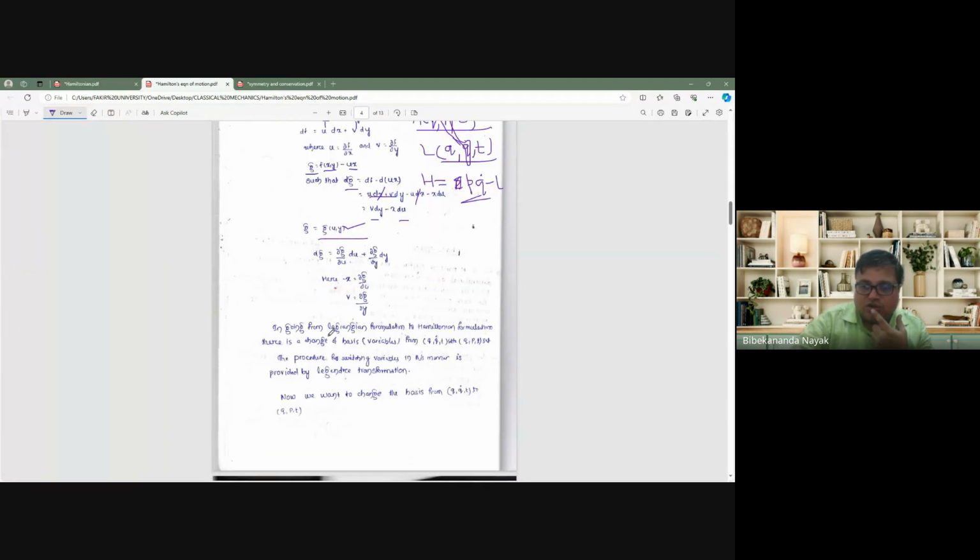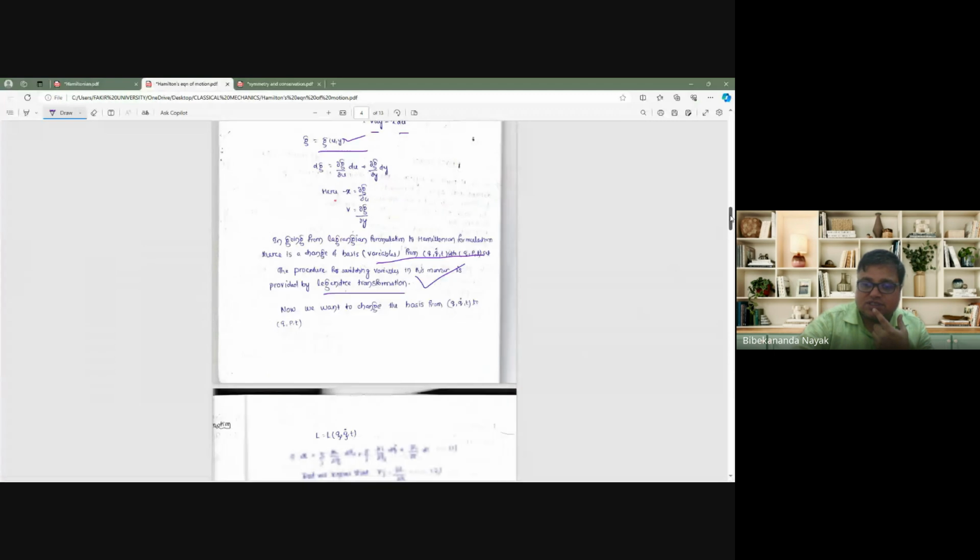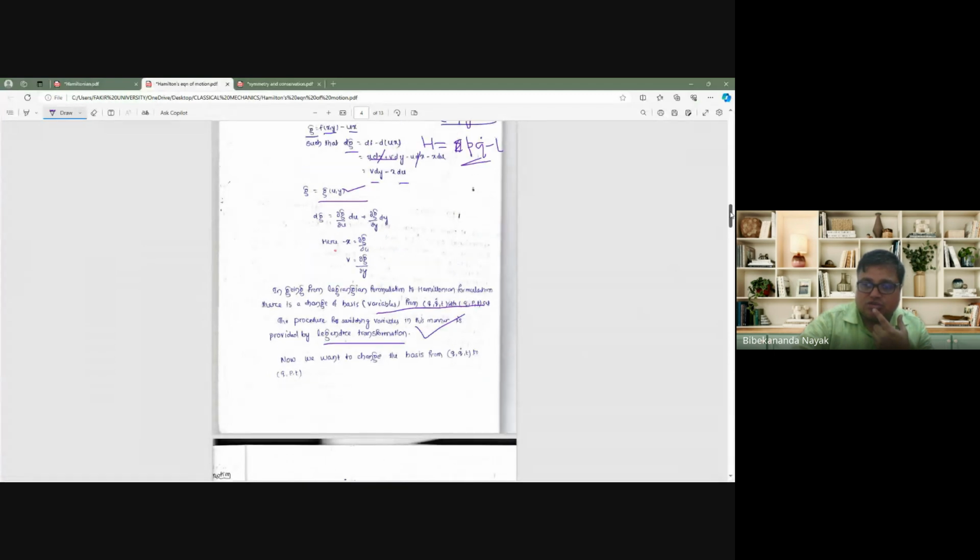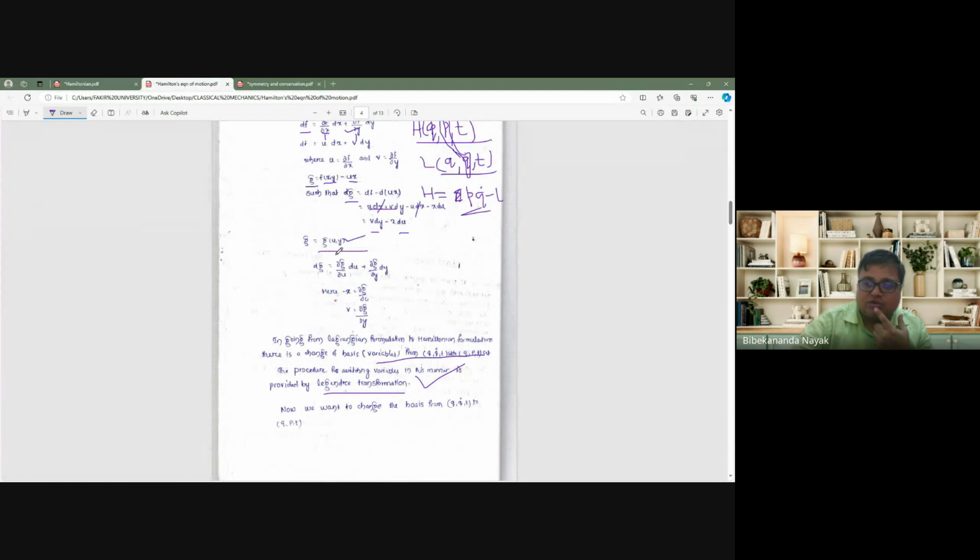So going from the Lagrangian formulation to the Hamiltonian formulation, we have a similar kind of situation. The procedure was first given by Legendre and is known as Legendre transformation. In Legendre transformation, we change the basis, and the new function will be the old function minus the product of the two variables which are actually changing.